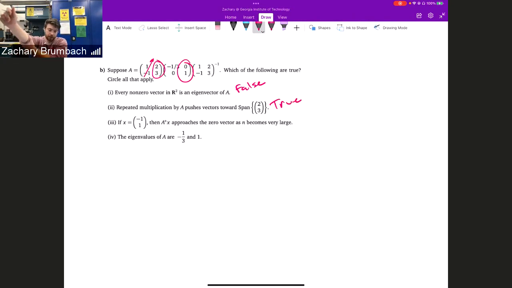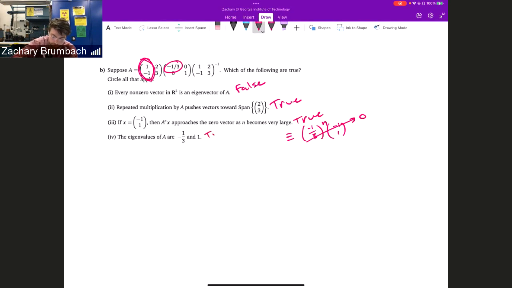Statement 3: if x is (-1, 1), then A^n x approaches the 0 vector as n becomes very large. That is true, because that is within the span of the vector corresponding to this eigenvalue. So A^n x is equivalent to saying (-1/3)^n times (-1, 1). Obviously, as n gets very big, that just goes to 0. So that's true as well. And IV, those two being eigenvalues, that's true.